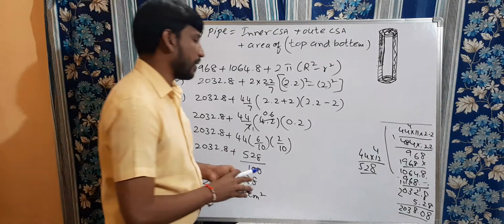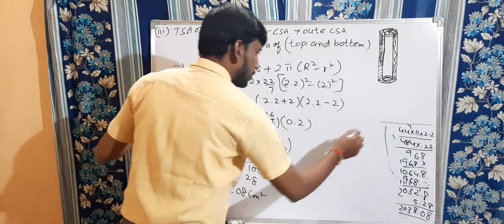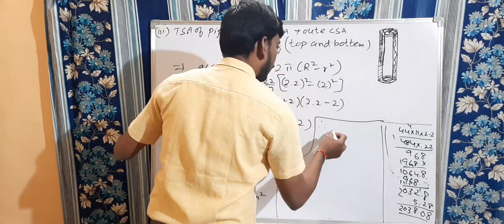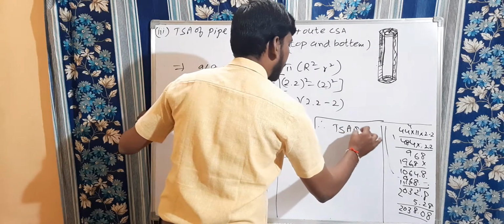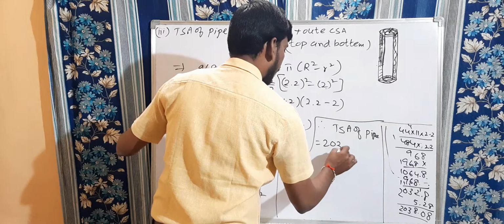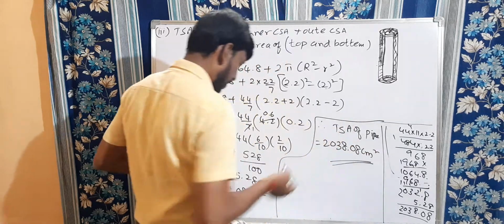2038.08 centimeter square. I'm going to write here the therefore statement. So therefore, TSA of pipe is equal to 2038.08 centimeter square. Clear, my dears?